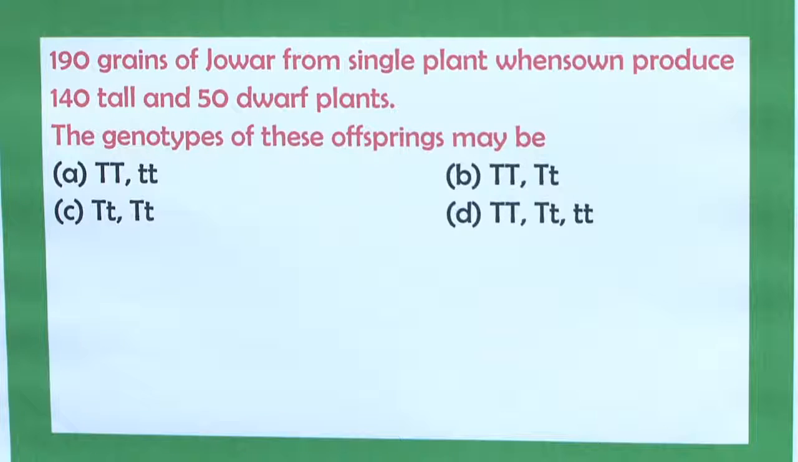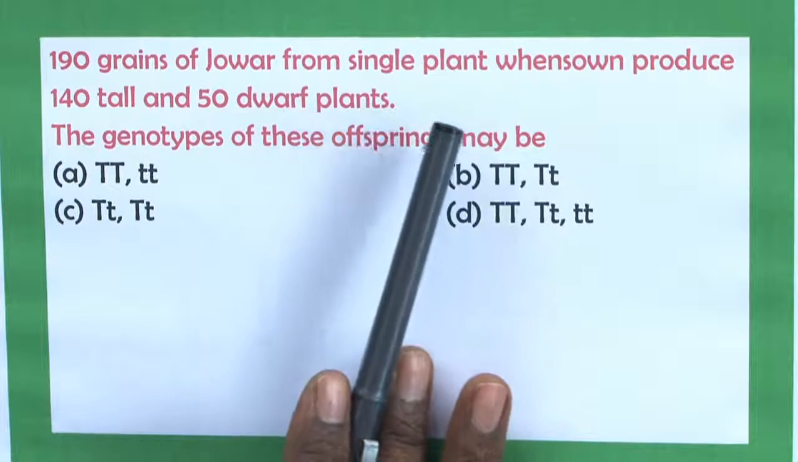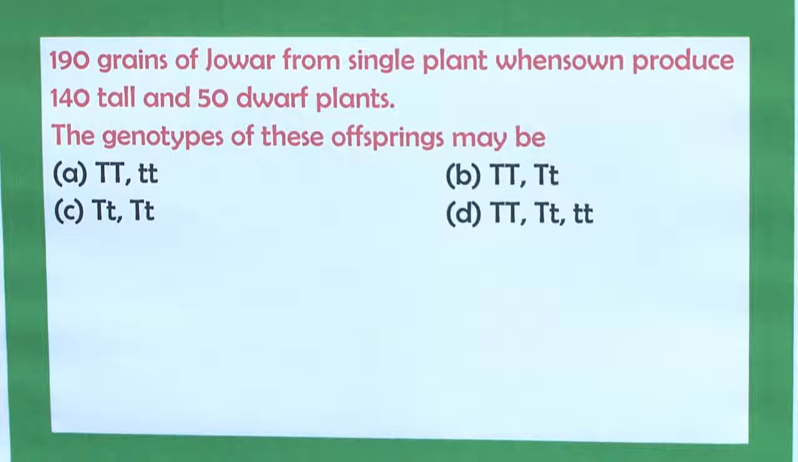Now, the question goes like this: 190 grains of a pea plant from a single plant when sown produce 140 tall and 50 dwarf plants. The genotype of these offspring may be: option A, capital T small t; option B, capital T small t; option C, capital T small t and capital T small t; and option D, capital T capital T, capital T small t and small t small t.